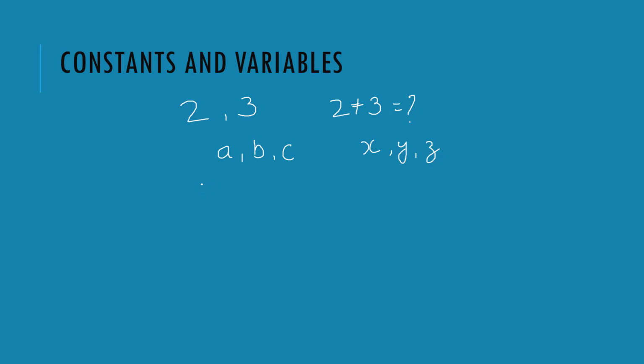Now, just think of these alphabets also as numbers. The only thing is you don't know the value. And these are called variables, because their value can vary. I'll give you an example. And they are also called literals.